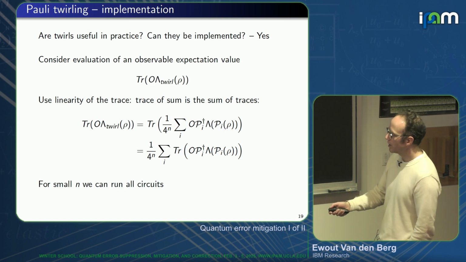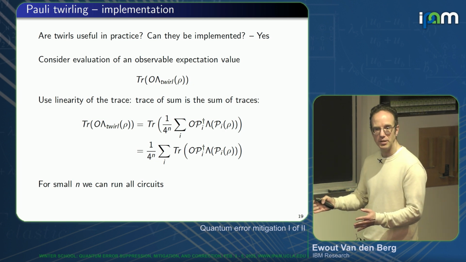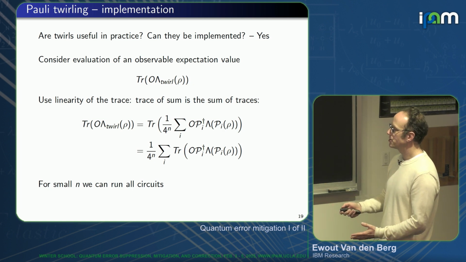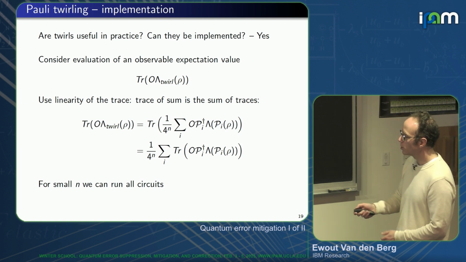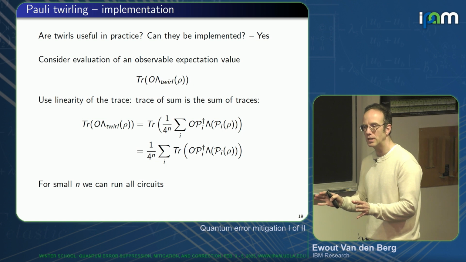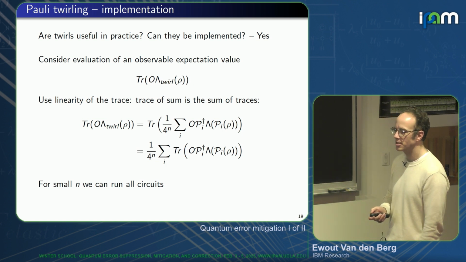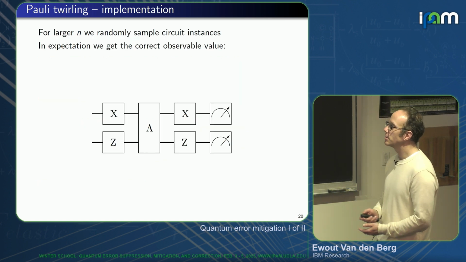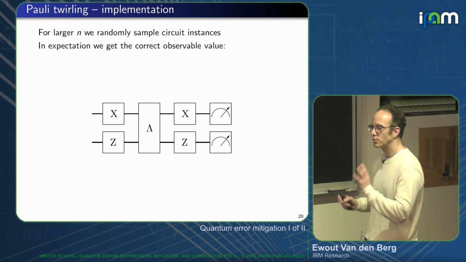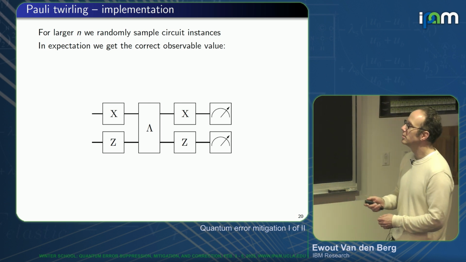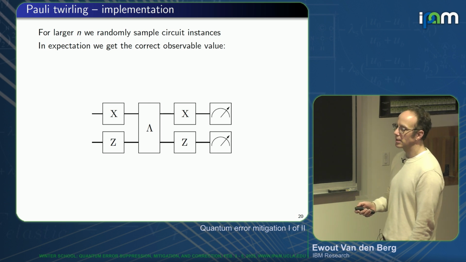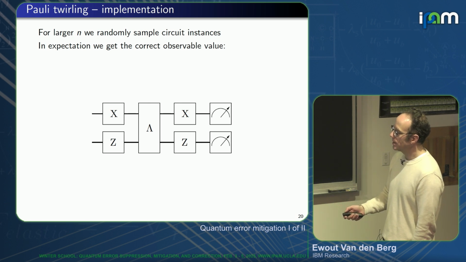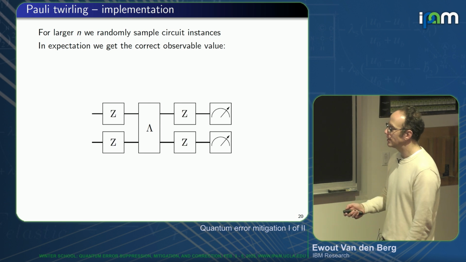You apply one, you evaluate the operator. This is something you can obviously do because you just have a circuit with and without the P_i here. You measure it and then you can evaluate everything. So if n is small, you could generate all 4 to the n circuits and on average implement this Pauli twirl. But if n is larger, you just randomly sample circuit instances. You choose your P_j uniformly at random, and then in expectation you get the correct observable value. So you might choose XZ and measure it. You might take IY, etc.